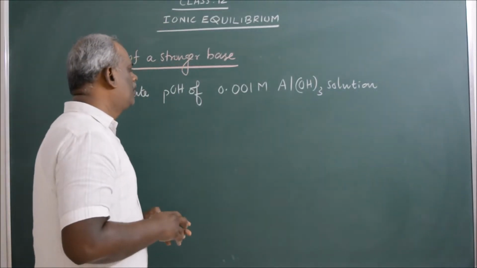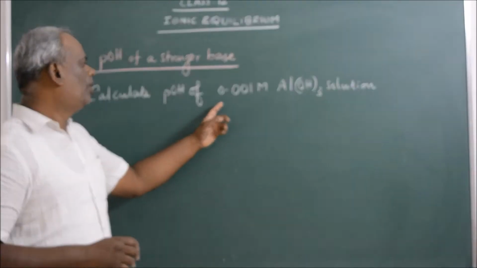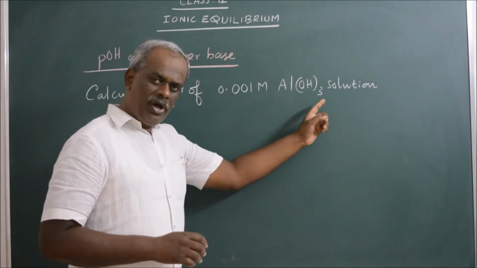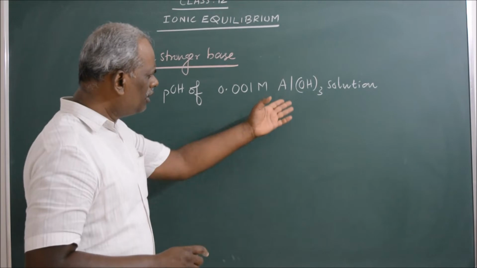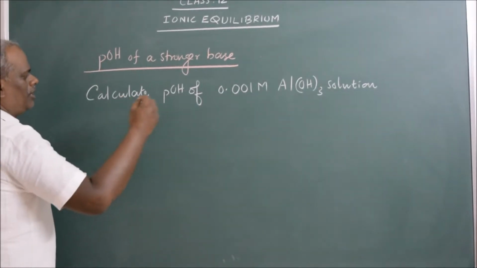This is a sample question you are given. Calculate the pOH of 0.001 M Al(OH)3 solution. It means an aluminium hydroxide solution is given. So it's a stronger base.